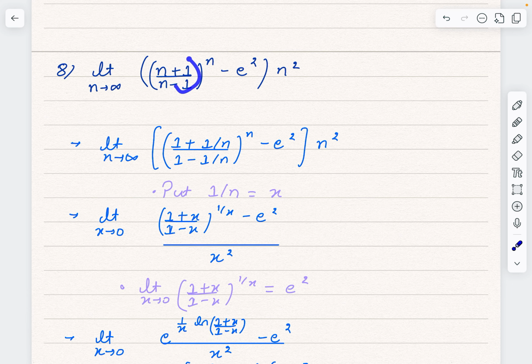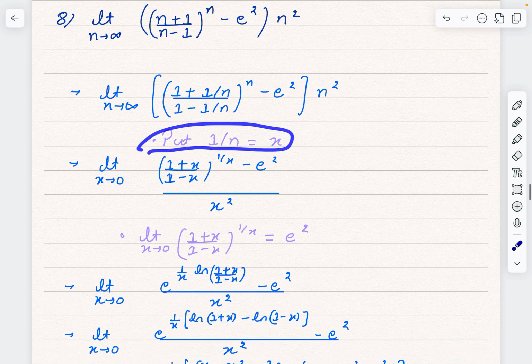First of all, in this thing, I'll divide numerator and denominator by n. So you get (1 plus 1 by n) by (1 minus 1 by n), whole power n, minus e square, n square as it is. Put 1 by n as x, you get limit x tends to 0, ((1 plus x) by (1 minus x)) whole power 1 by x, minus e square, by x square.